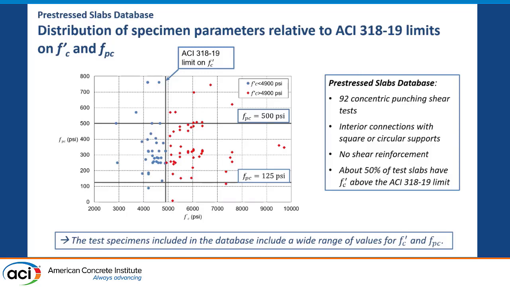This figure here shows the distribution of database with respect to concrete compressive strength f'c and the average effective pre-stress fpc. ACI 318 limits the maximum value of concrete compressive strength at 4,900 psi and the maximum value of average pre-stress at 500 psi, for the purpose of calculating the punching shear strength of the slabs. A related commentary in ACI indicates that this was due to the limited data that was available at the time. It is apparent from the figure that the tests included in the database include a wide range of values for f'c and fpc, and about 50% of the test slabs included in the database have f'c above the specified ACI limit.